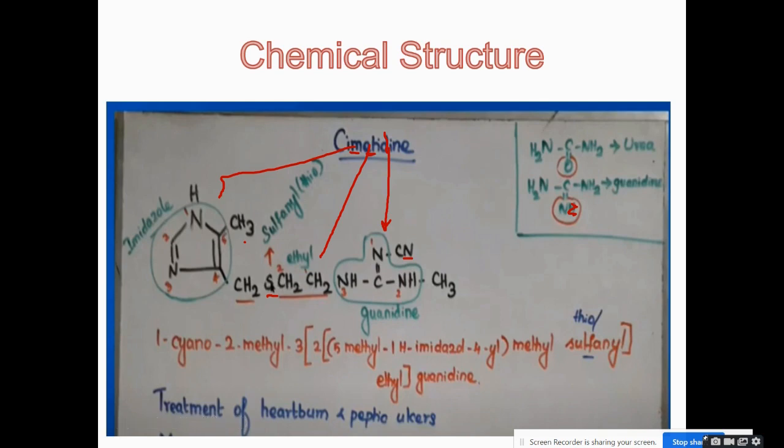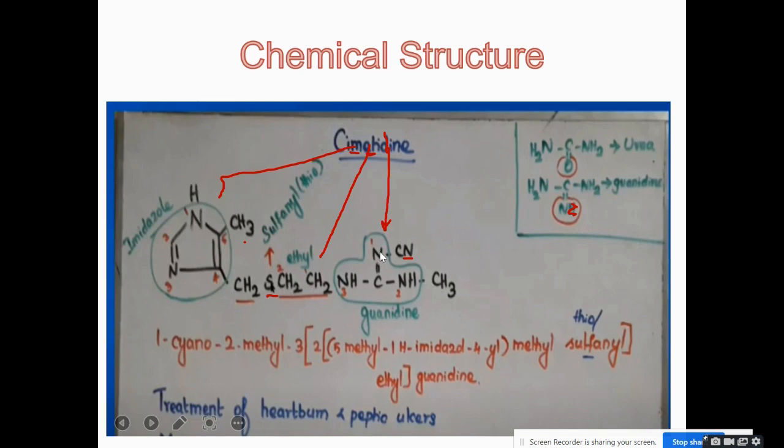So when we talk about the structure of cimetidine, we will see that it consists of a center chain of ethyl. So this is your ethyl group. The first carbon of ethyl is attached with guanidine, methyl cyanoguanidine, and the second carbon is attached with a thio group, sulfur, and the methyl imidazole ring. So the structure is understood by the IUPAC name.